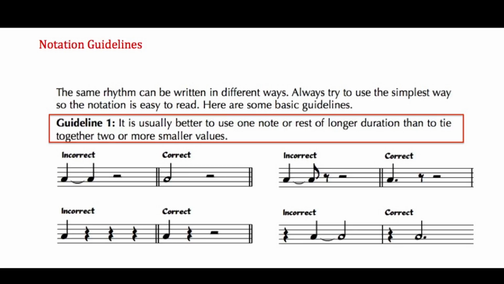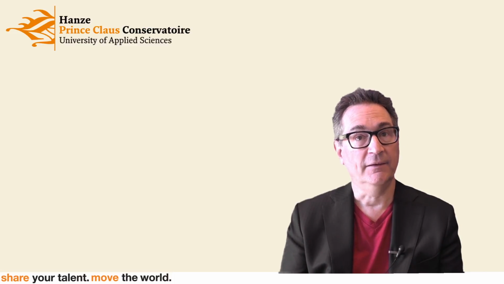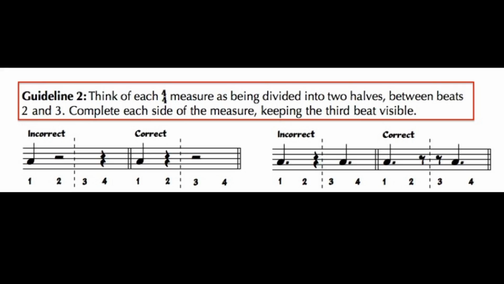Here are some general guidelines concerning the notation of rhythm. Guideline 1. It's usually better to use 1 note or rest of a longer duration than to tie together 2 or more smaller values. Guideline 2. Think of each 4/4 measure as being divided into 2 halves, beats 1 and 2 and beats 3 and 4. Complete each side of the measure, keeping the 3rd beat or the middle of the measure visible.